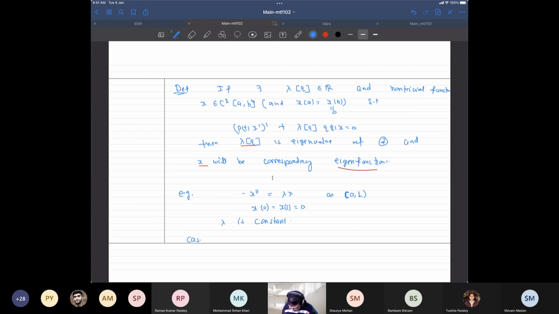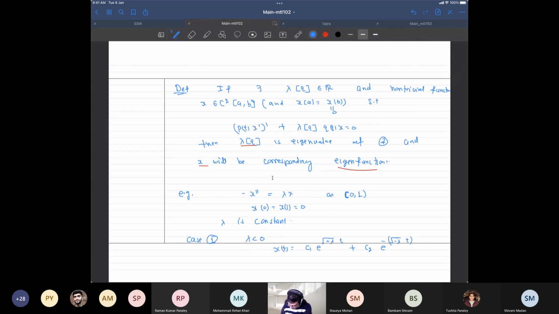Case 1, we'll take lambda to be less than 0. In this case, your general solution will be x(t) equal to C1 e to the square root of minus lambda t plus C2 e to the minus square root of minus lambda t. Note that lambda is negative, so minus lambda is positive. So this will be a general solution.